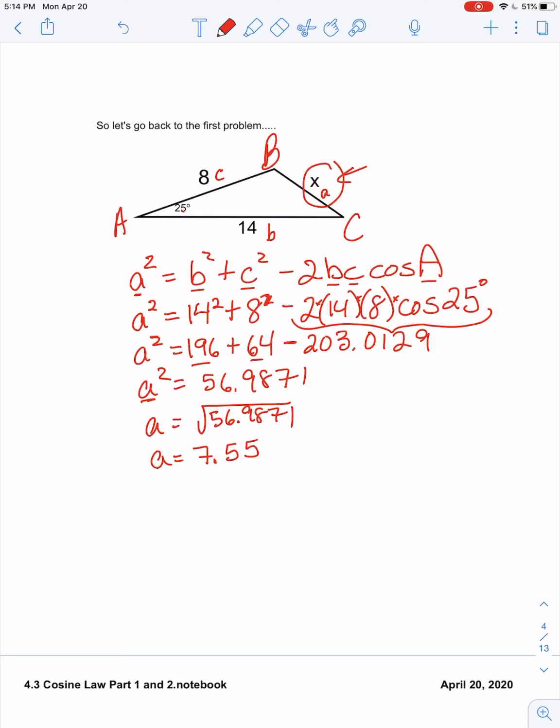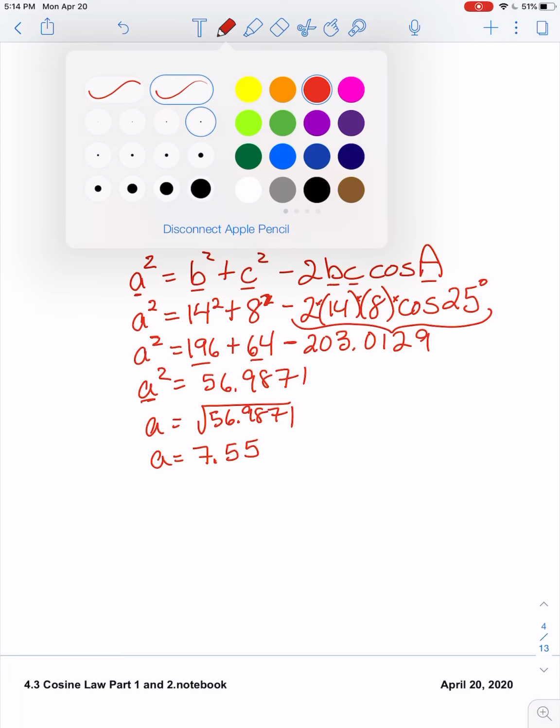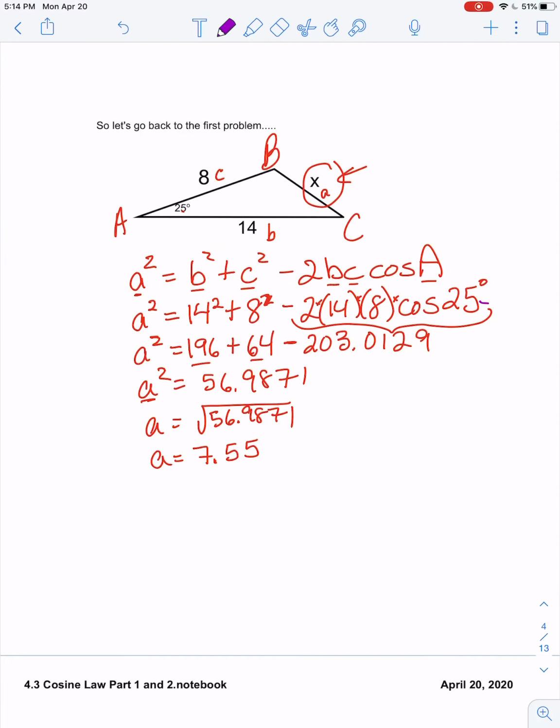Okay, so you are allowed to go right from this line here to this line here. You don't need to show me this line in between. You can go right to the end.